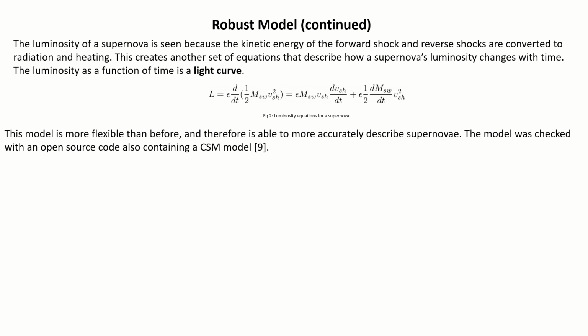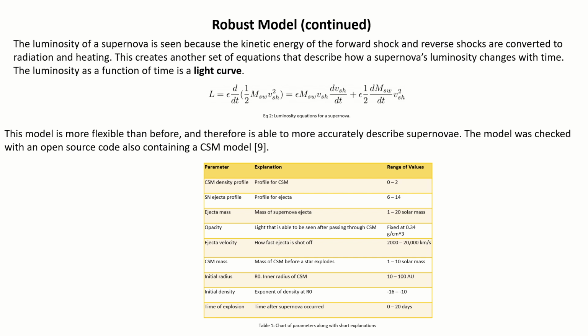So if you combine these two, you create a model that's more flexible than before. Therefore, it's able to better describe different types of supernovae. It was also checked with current models. Table 1 outlines a list of the 9 parameters that were added to the input for the model for added flexibility. And again, the most important parameter was the CSM density profile, which provides a way of answering the purpose.